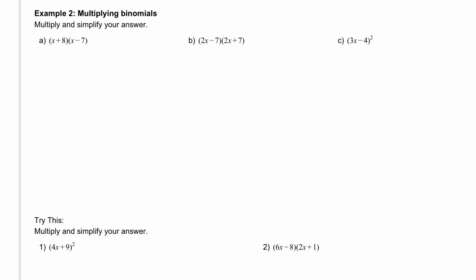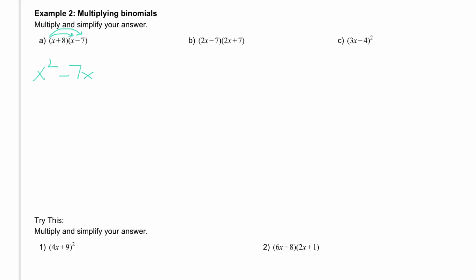So we're going to start with the x, and we're going to multiply this x by the x, and then we're going to multiply the x by the negative 7. And then we'll do the 8. We'll take the 8 times the x, and then the 8 times the negative 7. So starting with the x, we do x times x, which is x squared. Then we'll do x times negative 7, which is negative 7x.